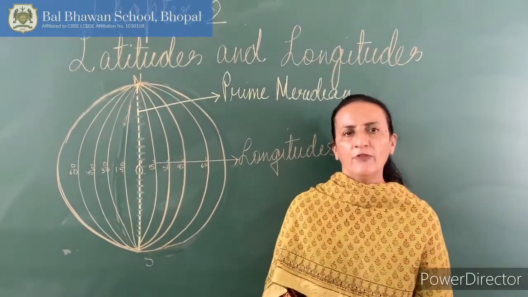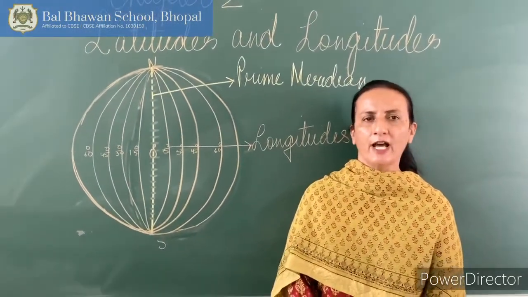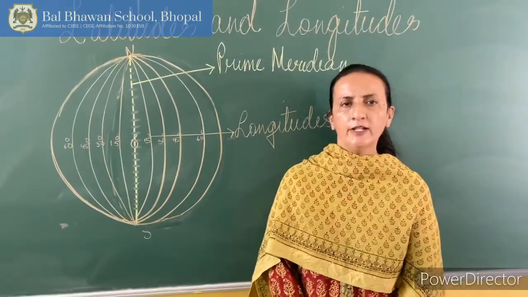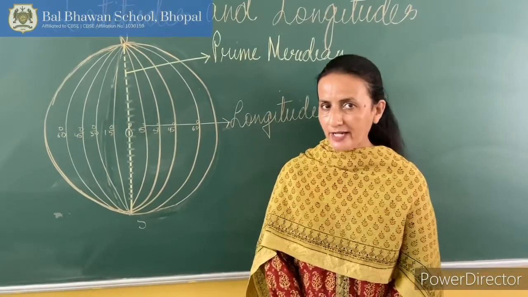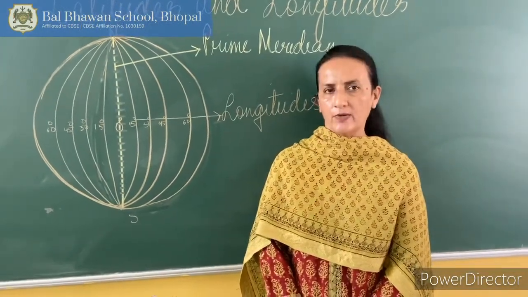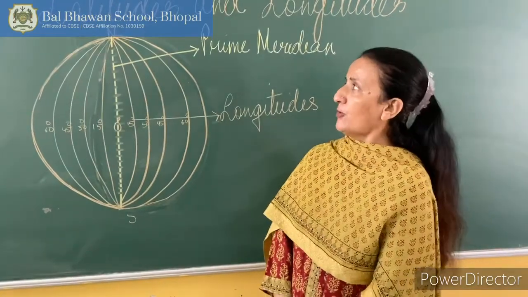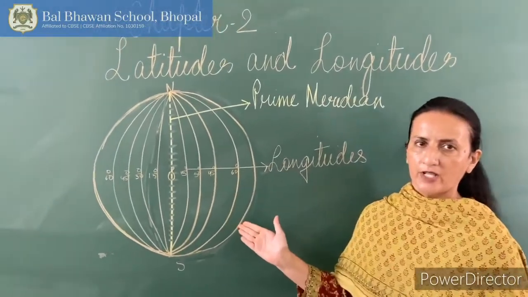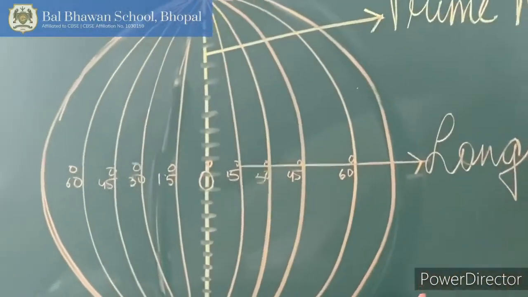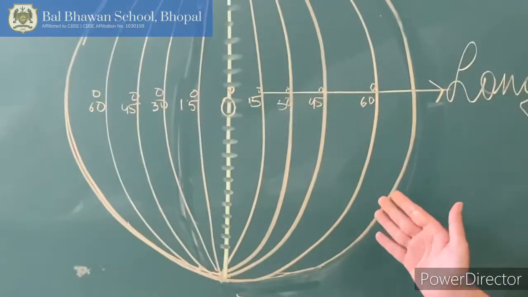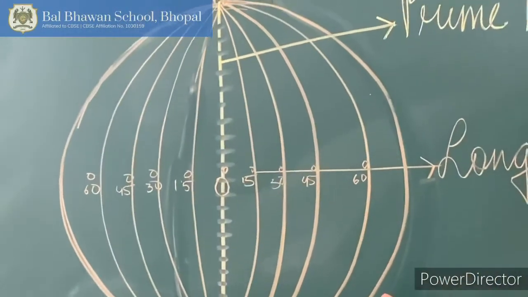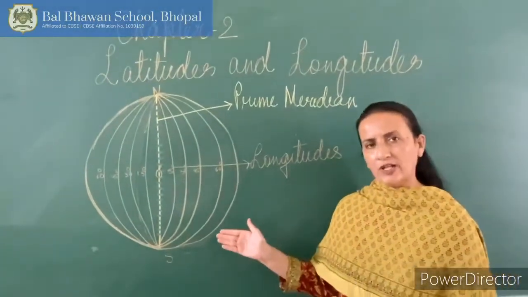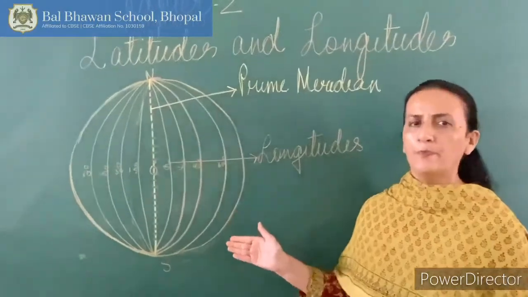Children, today we will learn another most important line which we find on the globe, that is longitude. Children, latitudes were horizontal lines and imaginary lines, you can say. Again, longitudes are vertical lines, as you can see in this image. These are also imaginary lines. You will not find any such lines on earth, but these are drawn with the purpose of locating the distance and the location of the places.